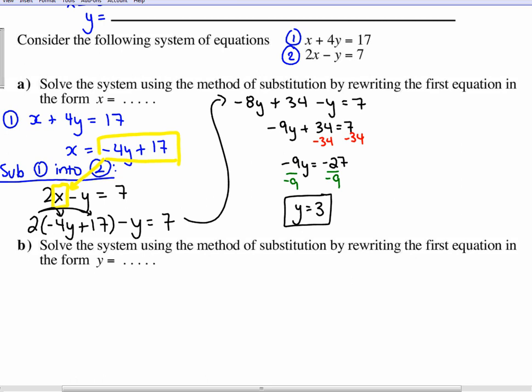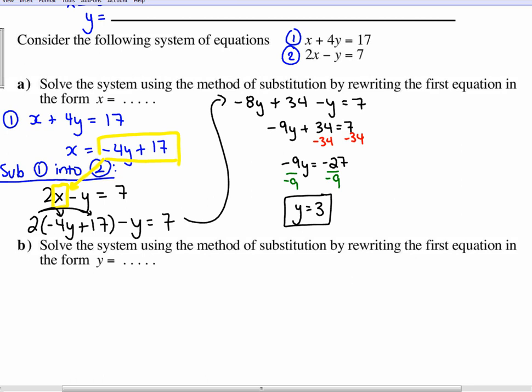Because how can I get x? Subbing the y into the equation. I now know what y is. It doesn't matter which one I sub it into. I can go to these original ones. I can even use my new one I made. Wouldn't this be the easiest? Because it's x equals, and we want x.